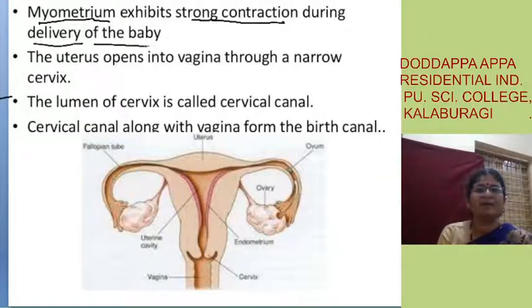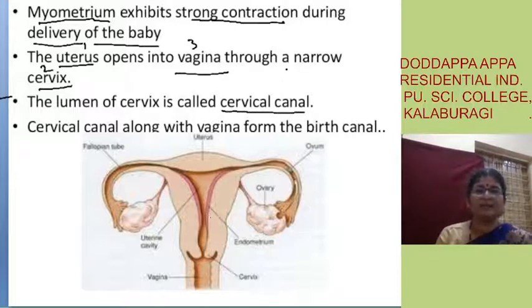The uterus opens into vagina through a narrow canal-like structure which is called cervix. Uterus opens into cervix, then this opens into vagina. So this you have to remember. Uterus first, cervix second, and third one is the vagina. The lumen of the cervix is called as cervical canal.